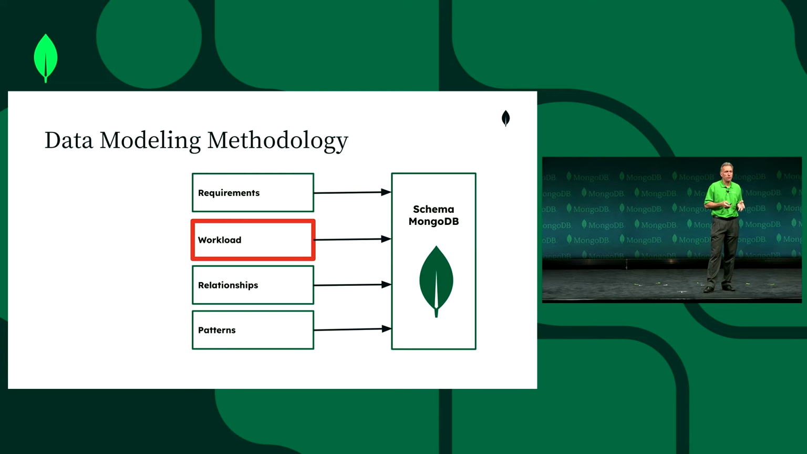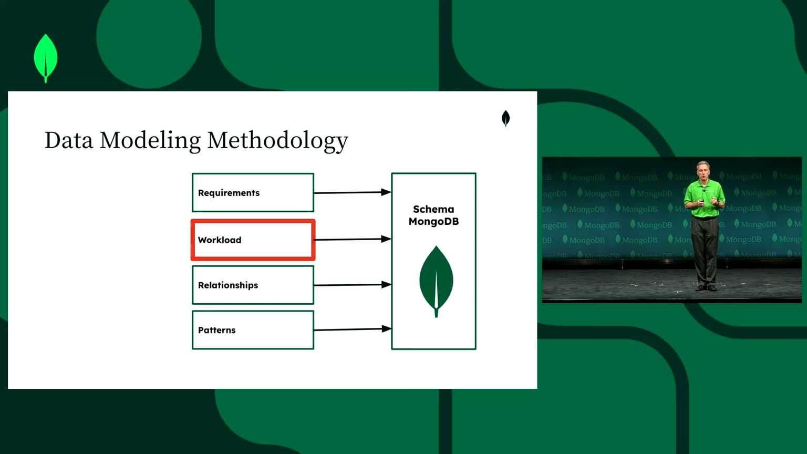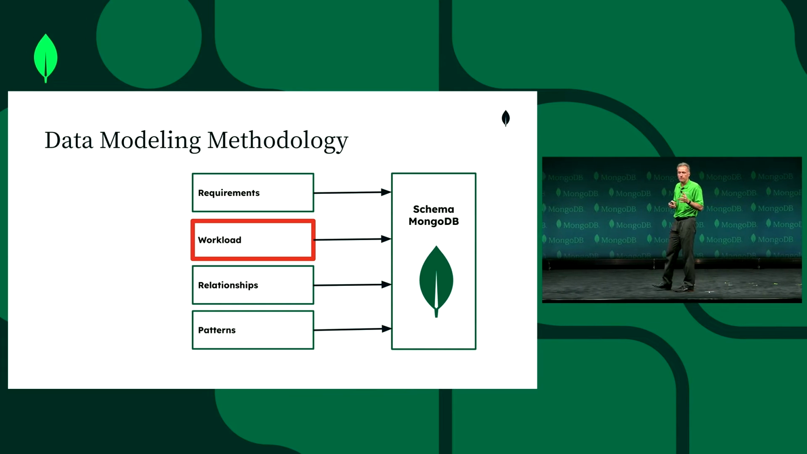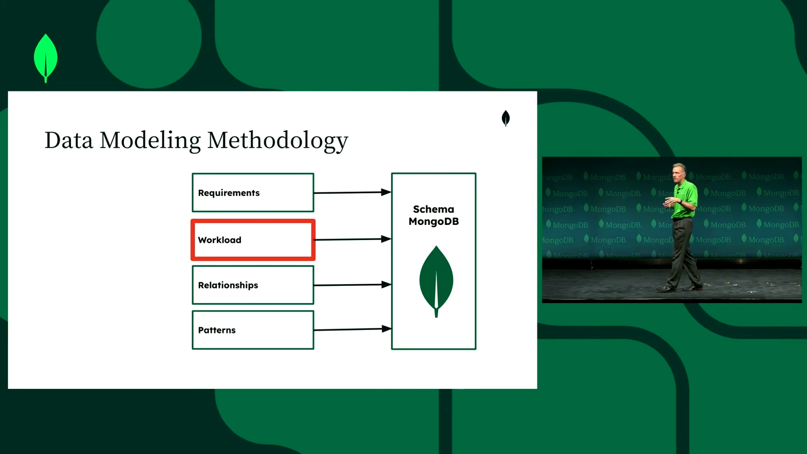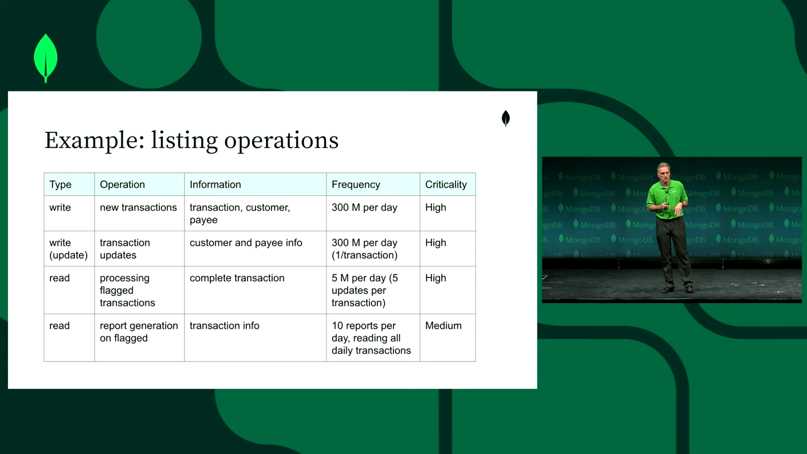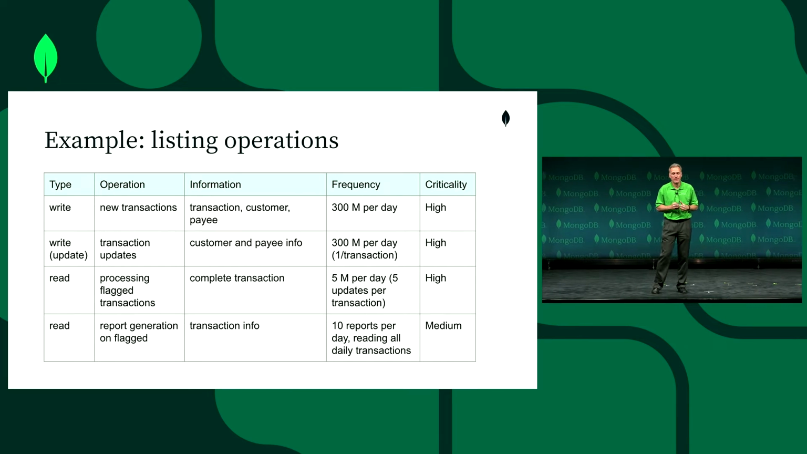So the second phase of our project is the identification of the workload. This is where it becomes interesting, because it is an essential phase that is done differently from what we're used to doing with relational databases. The main objective of this phase is to produce a list of operations describing how the data is being created, read, updated, and deleted from our database.